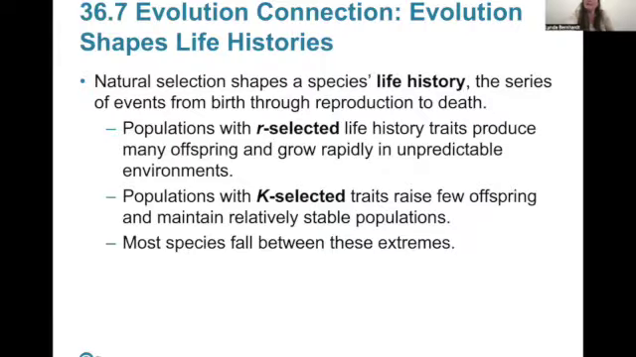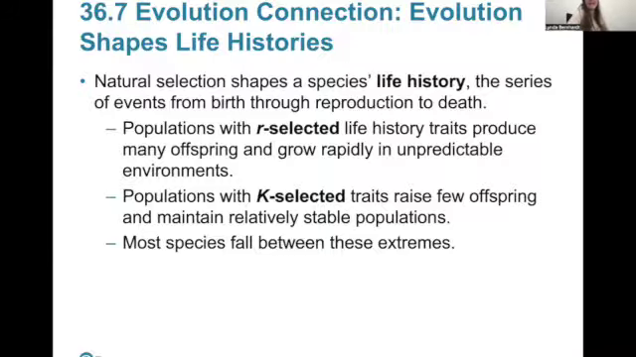All right. Natural selection shapes species life history. This is not like your personal biography. This is like how many are born, what happens during this age, the reproductive part, that kind of thing. So we have populations with r-selected life history produce many offspring and grow very quickly in unpredictable environments. Think fish. That to me is the easiest one to think of, fish and insects.